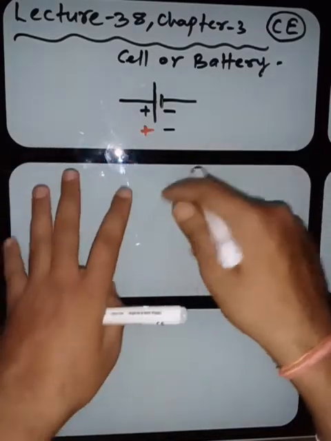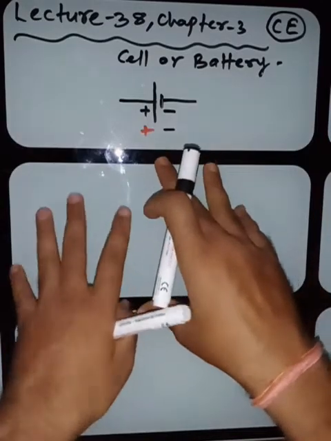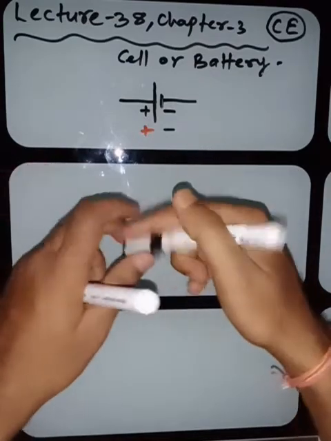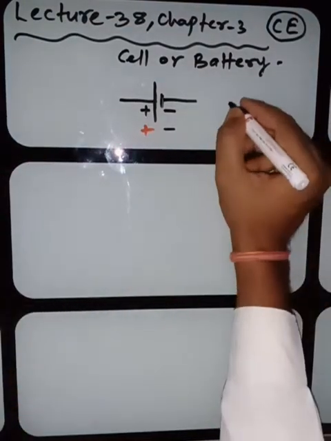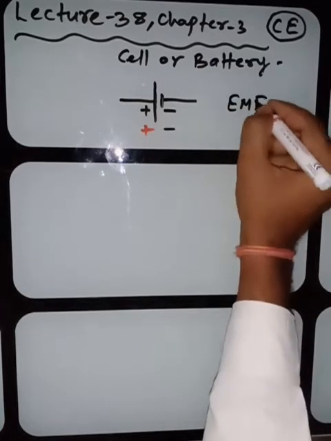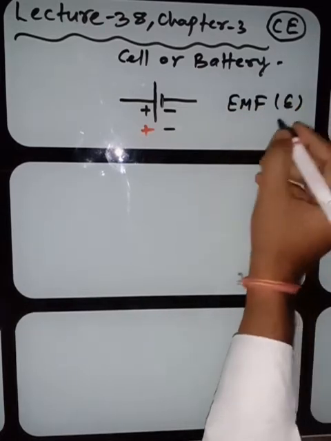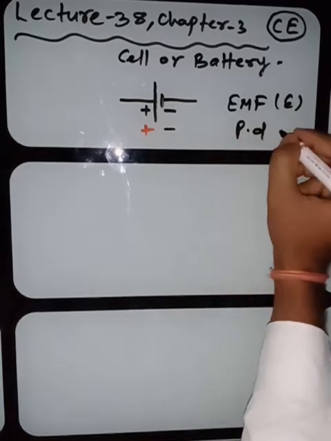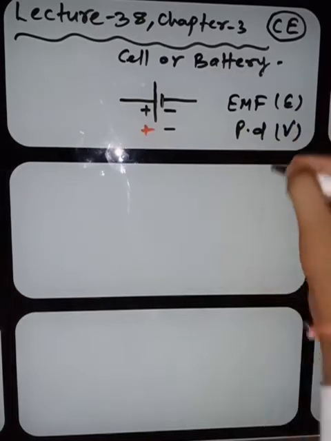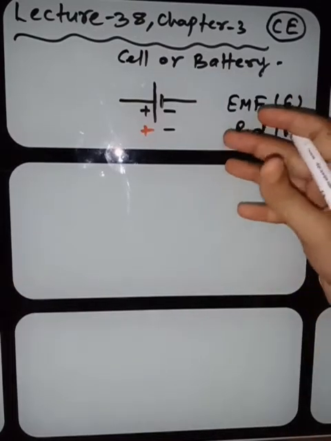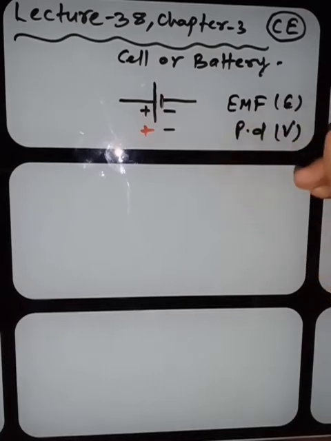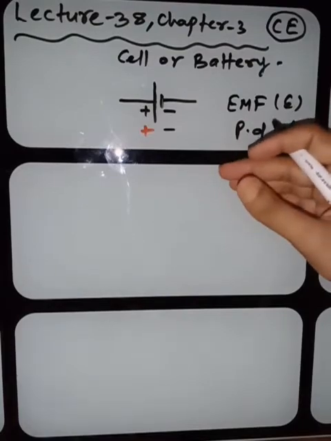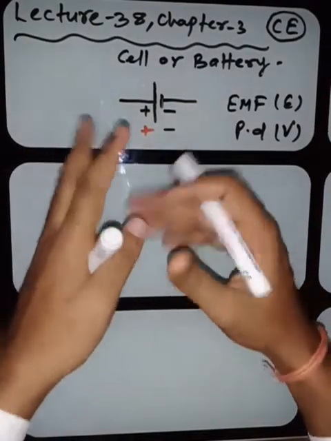Whenever we talk about a cell or battery, the first thing that comes to mind is the EMF, that is the electromotive force. Remember these two terms: the EMF, represented by the small e or capital E, and the potential difference, represented by V. Don't confuse between these two. Actually, my dear students, both are the same thing, but you have to understand the very minute difference between them.